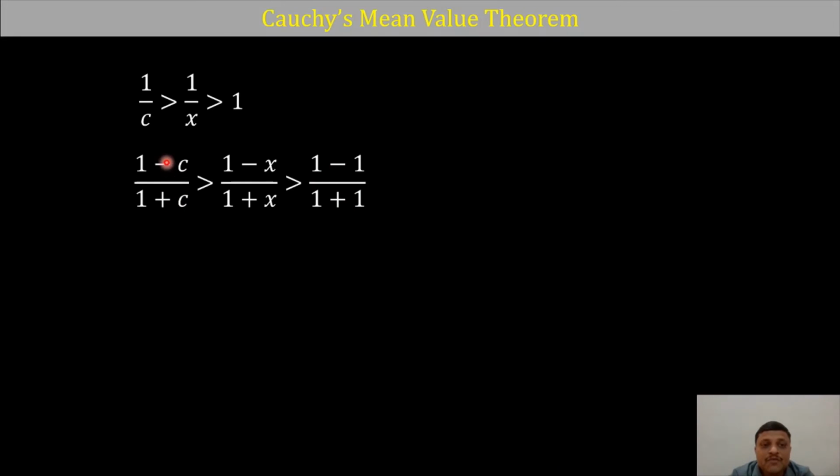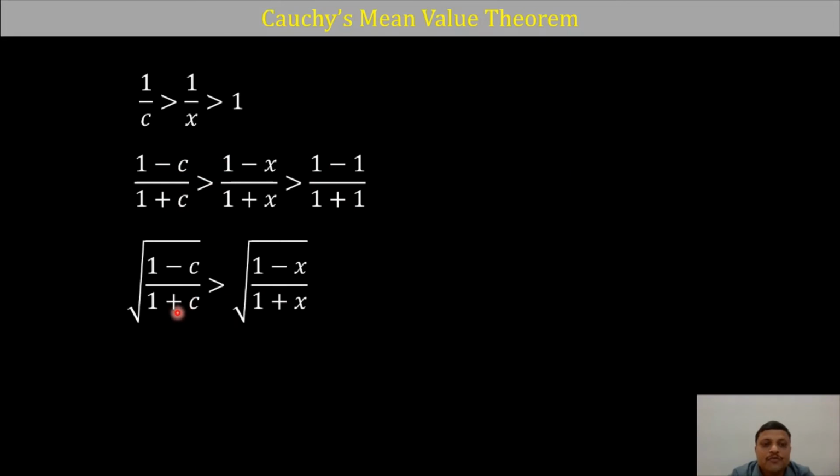Now, we will take the square root on both sides. Therefore, we will be getting square root of (1 minus c) upon (1 plus c) is strictly greater than square root of (1 minus x) upon (1 plus x). Now, if you look at this left hand side, then c is a positive number lying between 0 and 1. So 1 minus c is a positive number strictly less than 1. It is divided by a positive number. So this whole ratio is a positive number strictly less than 1. Hence, the square root is strictly less than 1.